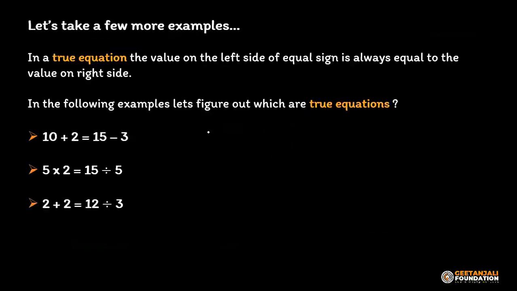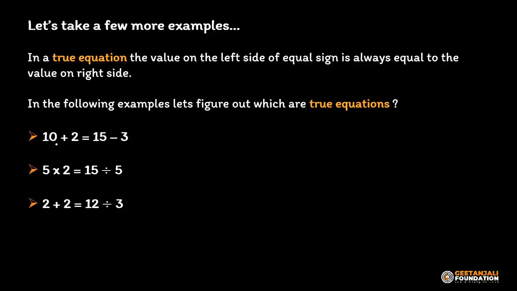Let's take a few more examples to understand, but before going deeper into it, please understand one thing, that in the equation, value on the left side should be equal to the value on the right side, but it doesn't mean that both sides should look exactly same. Those may look different also. There may be different operators, there may be different numbers, there may be different variables involved in it. It is all fine as long as the values on left side are equal to the value on the right side. In these examples, we have to figure out which are true equations. So we will stick to the basic definition, which says value on the left side should be equal to the value on the right side.